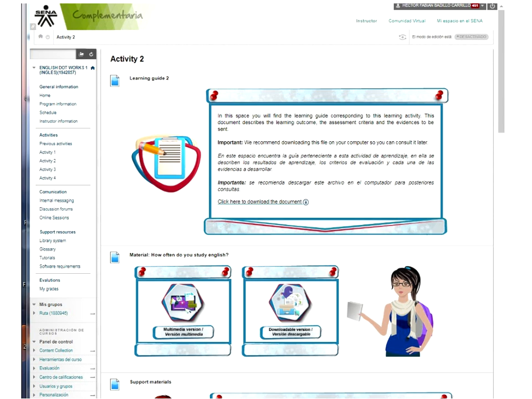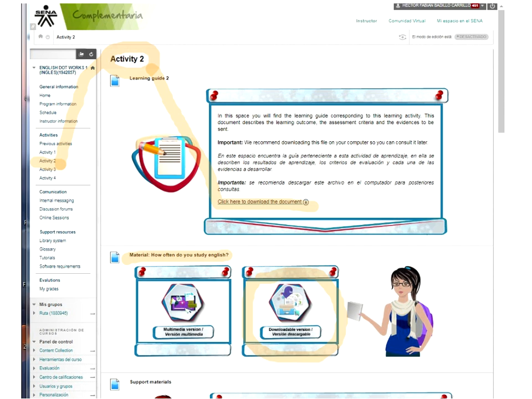Okay, let's continue. So for today we're going to check on the activities and evidences for learning activity number 2. You click on activity 2 and it will show you this information. Activity number 2, there are 2 important documents. Number 1 is this document, learning guide, and number 2 is the material, how often do you study English, this version.